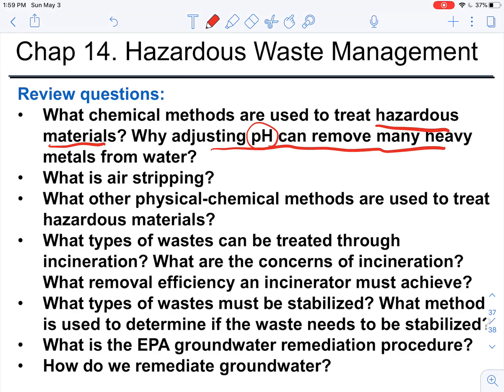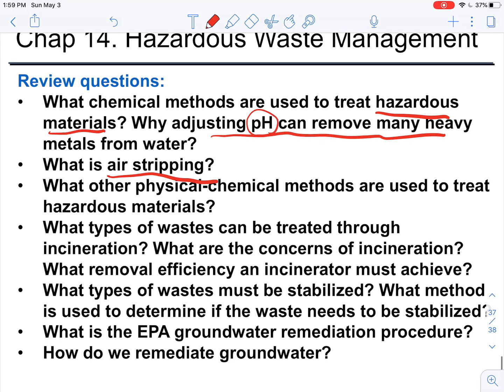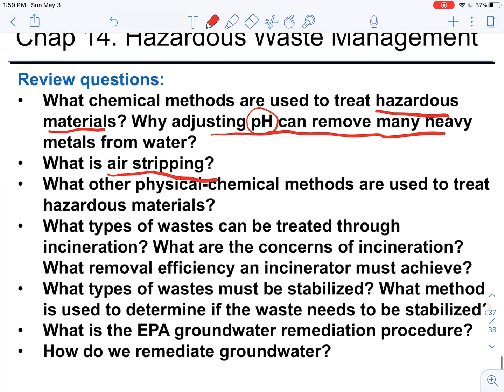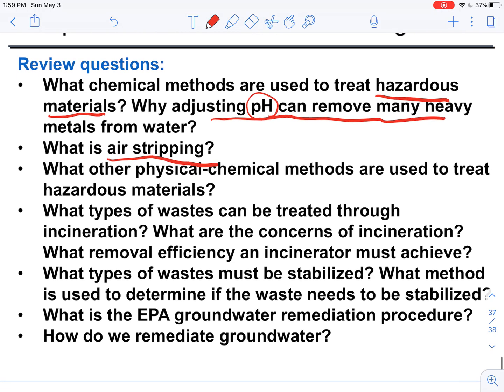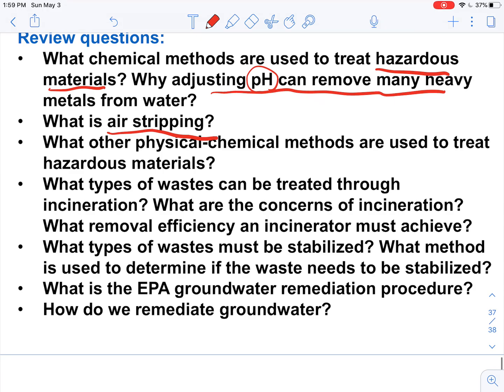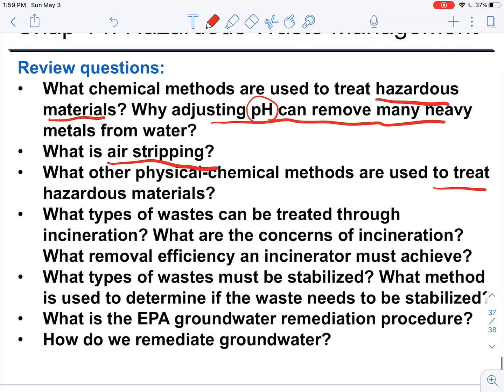So we can convert them from the liquid phase or suspended ions into solids. And also, what is air stripping? Pumping air through the contaminated water, contaminated species, and then oxidize those organics inside. What are other physical chemical methods that we can use to treat the hazardous materials?